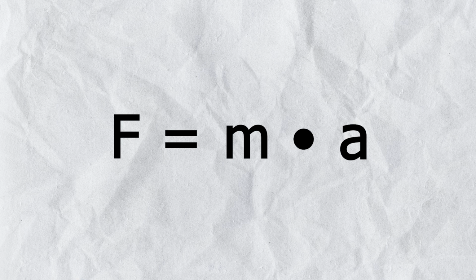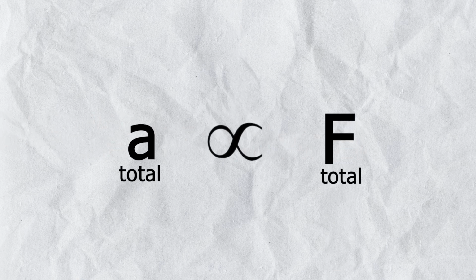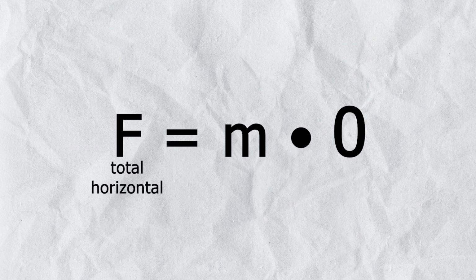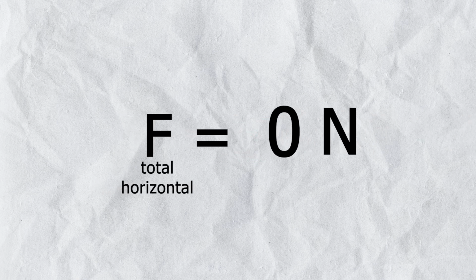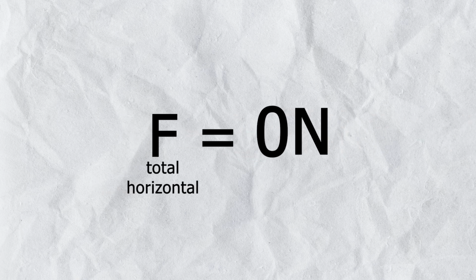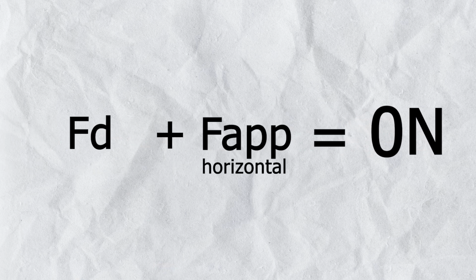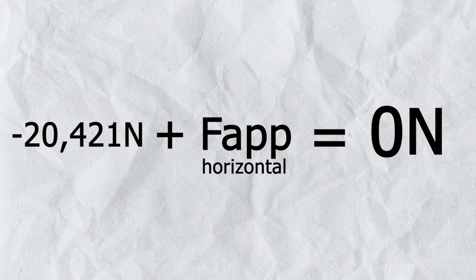Newton's second law states that force equals mass times acceleration. This means that the total acceleration is directly related to the total force. In this case, Sonic is constantly at the speed of sound while running, so he's not changing speed. This means that the total acceleration is 0. Mass is cancelled out due to the 0, giving us a total horizontal force of 0 newtons. Since this is 0, the sum of all the horizontal forces must also equal 0. We already know the drag force, and we're only missing the horizontal applied force, so let's call it x.